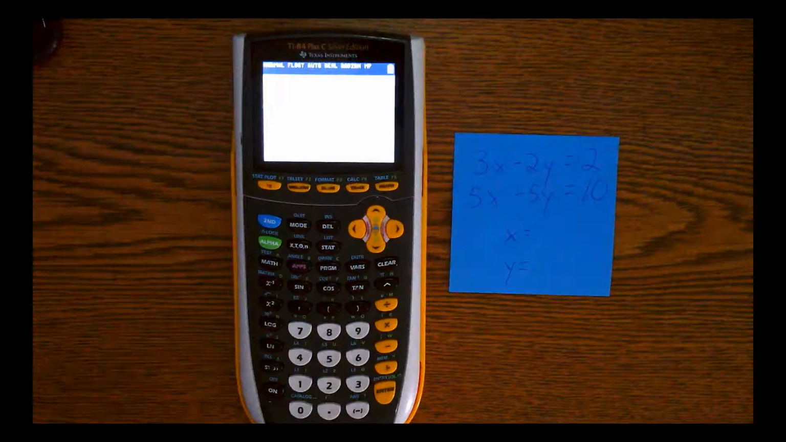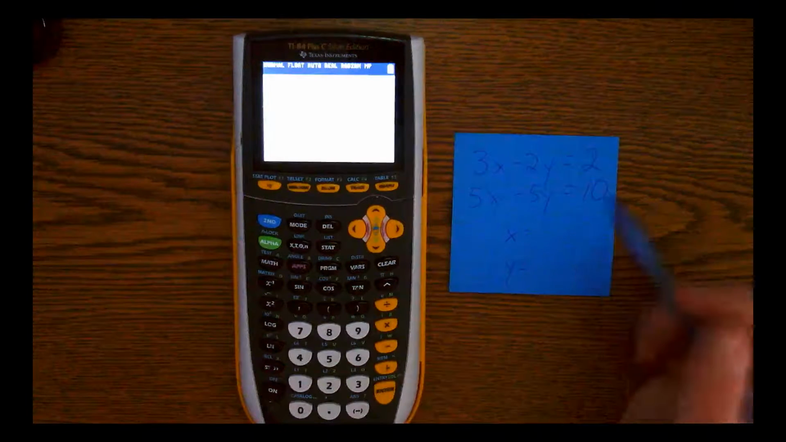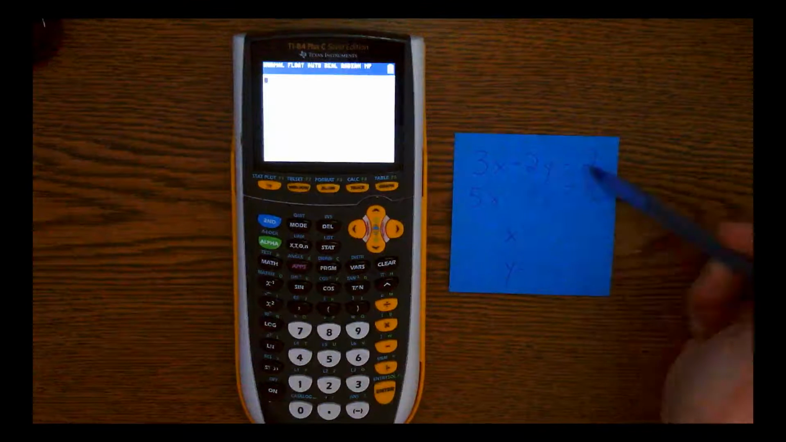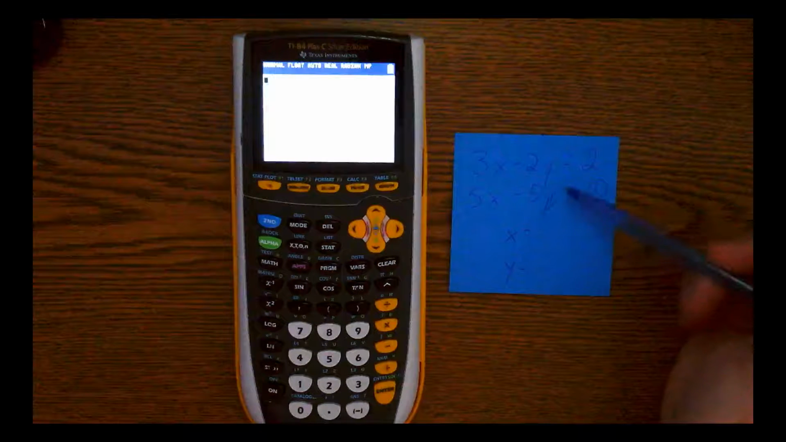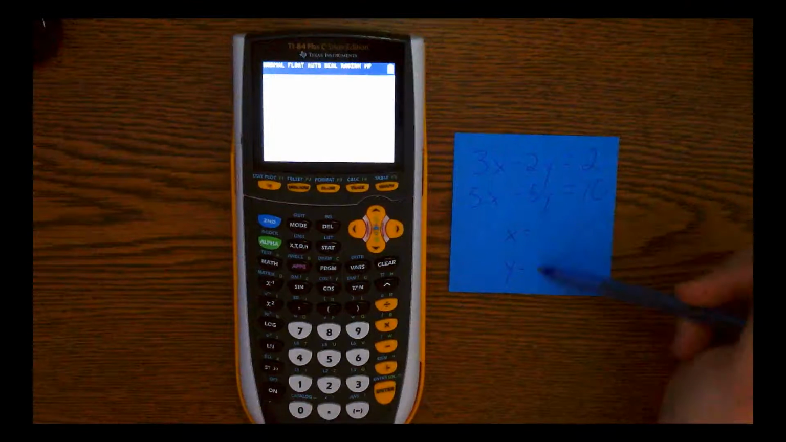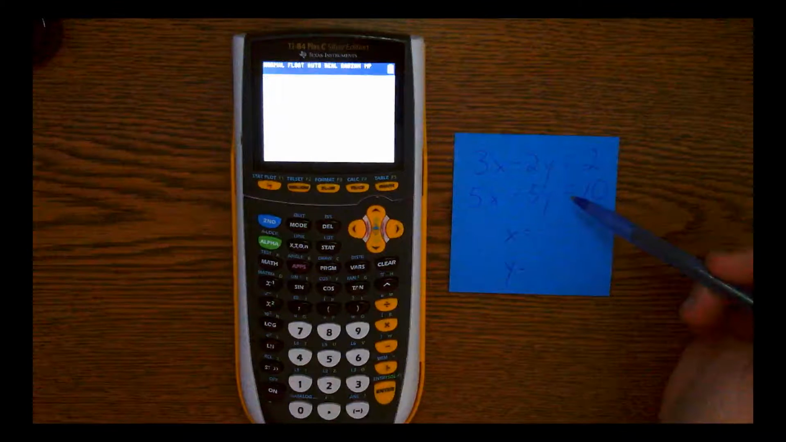I'm going to show you how to solve a system of equations on a calculator. So a system of equations is something like this, where you have two or more equations, and we want to figure out what x and y value make both of these true.